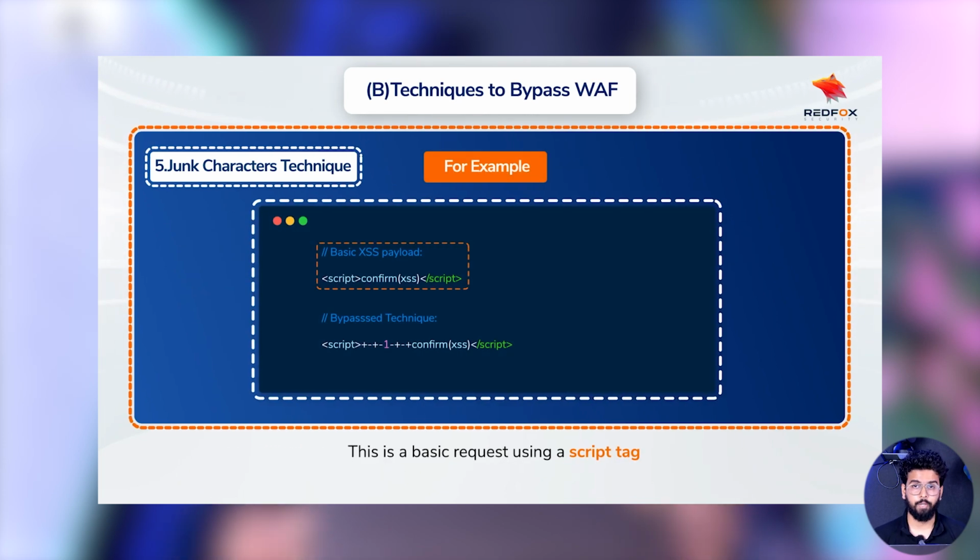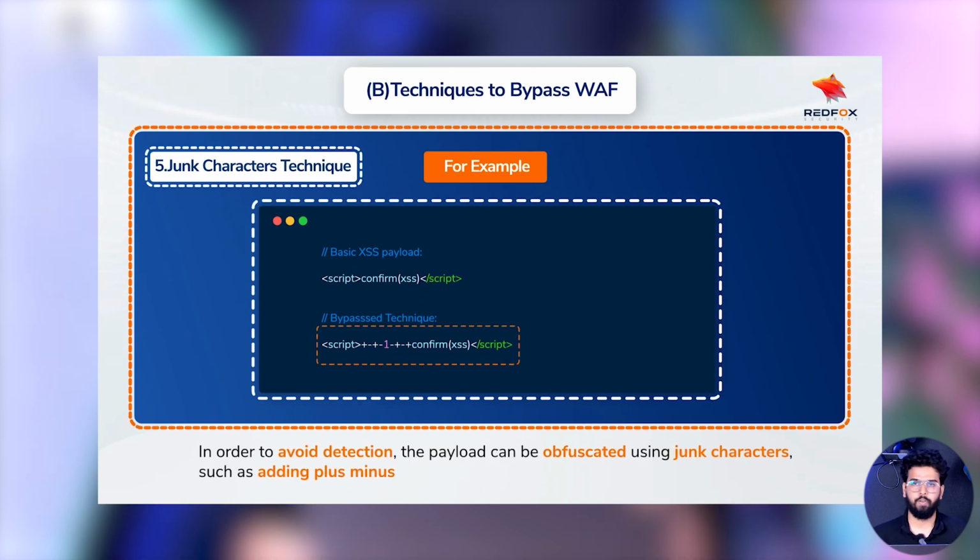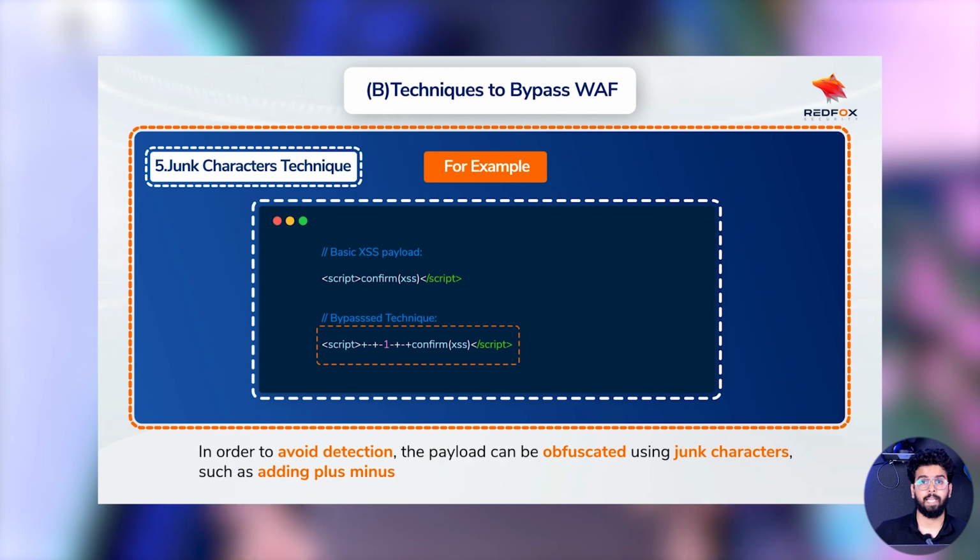This is a basic request using a script tag. In order to avoid detection, the payload can be obfuscated using junk characters such as adding plus and minus.